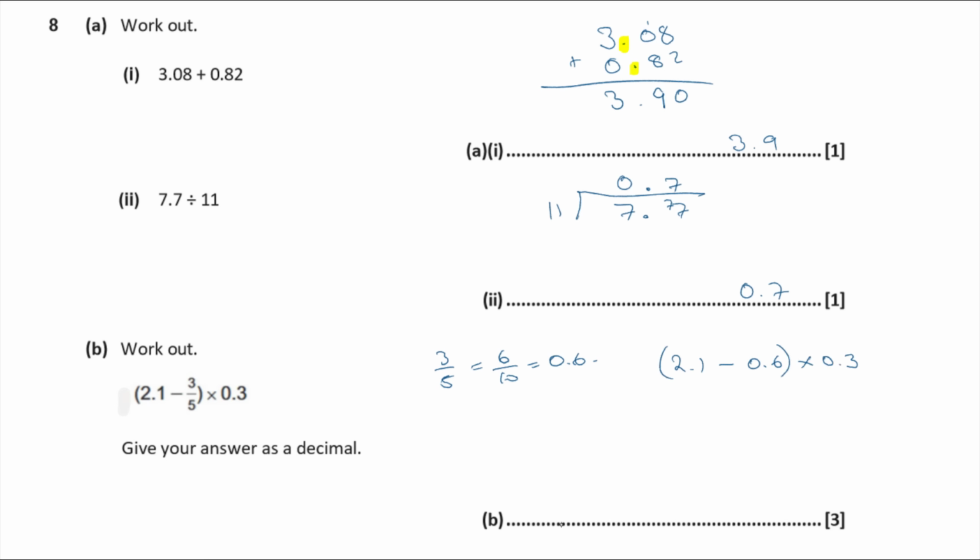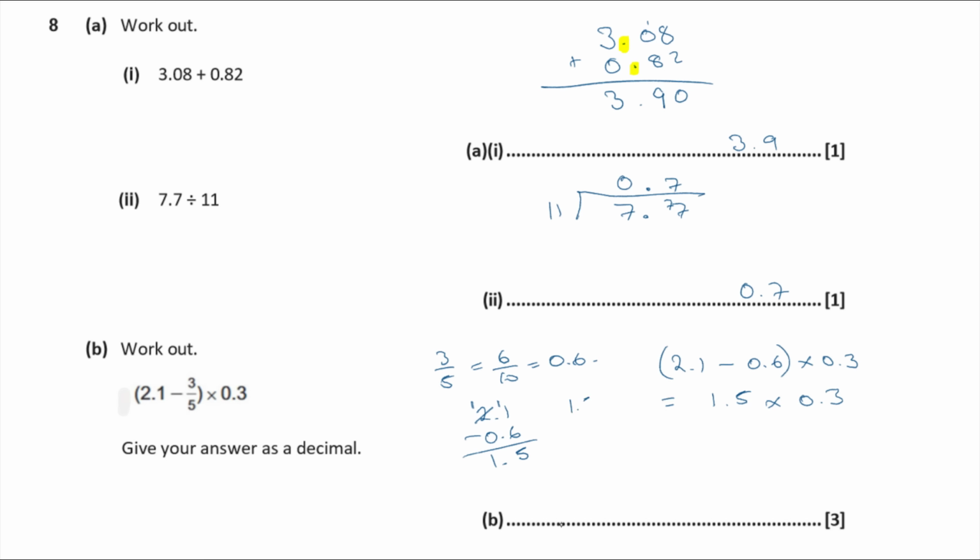So what's 2.1 minus 0.6? 6 I can't take away from 2, so make that 1. 11 take away 6 is 5. 1 take away 0 is 1, so that's 1.5. So the brackets becomes 1.5. I need to do brackets first, remember? And then times that by 0.3.